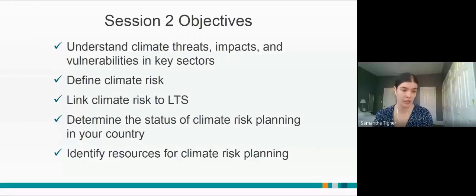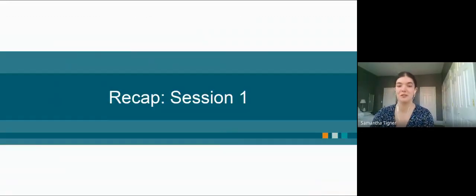planning in your country. So lastly, we're also going to be identifying resources for climate risk planning. Okay, so now that we know what we're going to be talking about today, I think just to refresh our minds on what we talked about on Monday, we're going to do a little bit of a recap. So just a quick review of what long-term strategies are and why they're important and some of their elements.